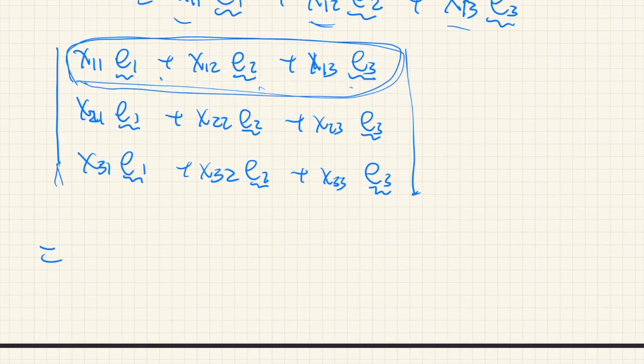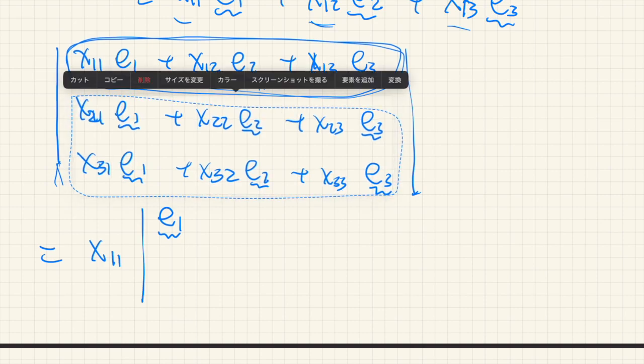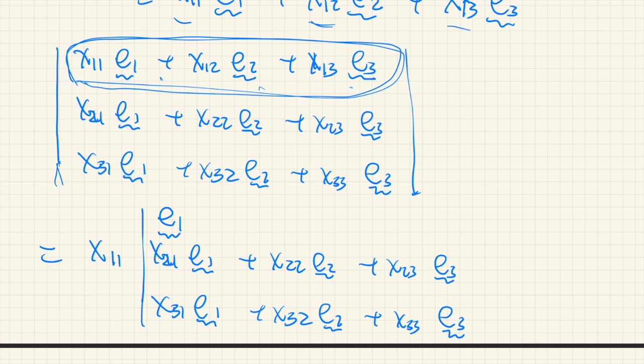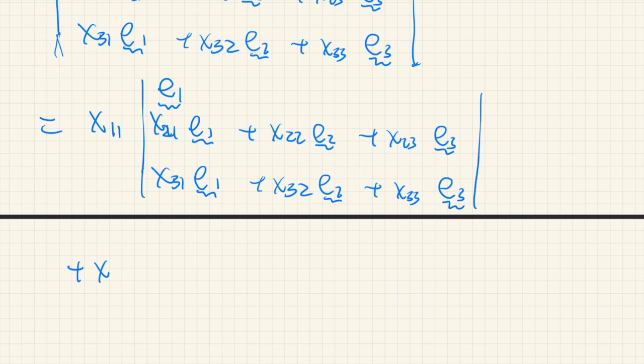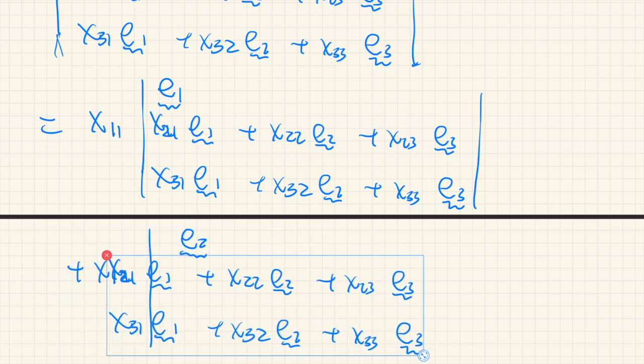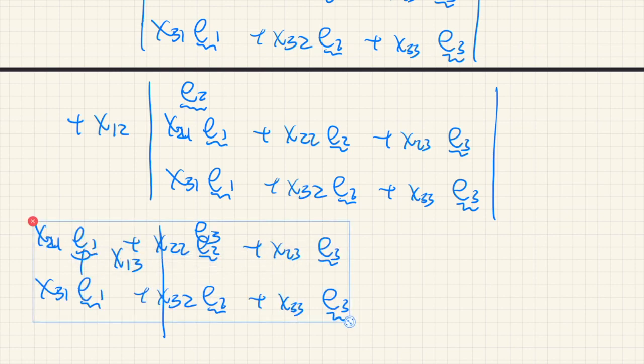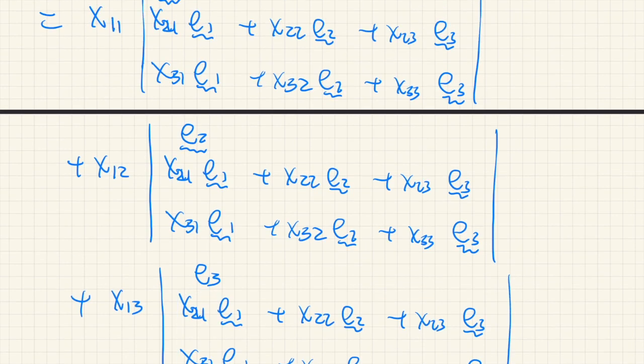So this can be split into the sum of determinants, right? If we do that, we have x11 times the determinant with e1 in the first row, and the rest stays the same. Plus x12 times the determinant with e2 in the first row and the same remaining rows, and plus x13 times the determinant with e3 in the first row and the same remaining rows. So we have this decomposition.